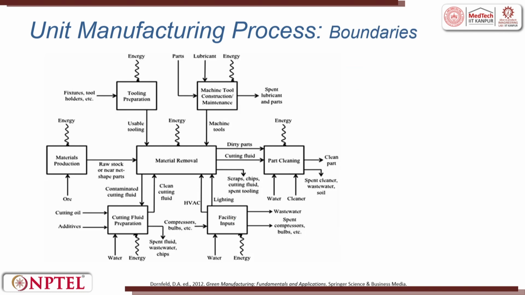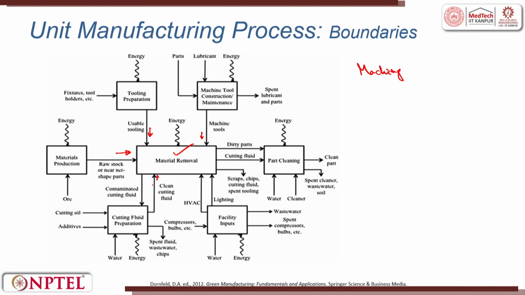Now, let me try to see the boundaries of a unit manufacturing process. When I talk about a unit manufacturing process, suppose only machining, machining is typically material removal. In material removal, we have associated boundaries. We have material production that comes as input, tooling preparation, a single point cutting tool or any multi-edge cutting tool that comes for the material removal. Then we have machine tools that come in interaction. Then we have cutting fluid that goes inside and outside.